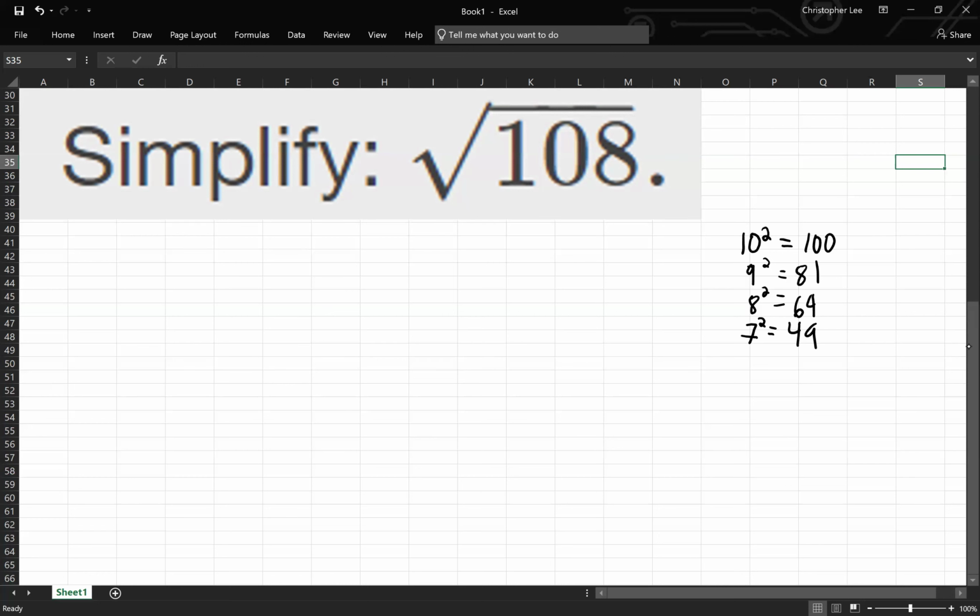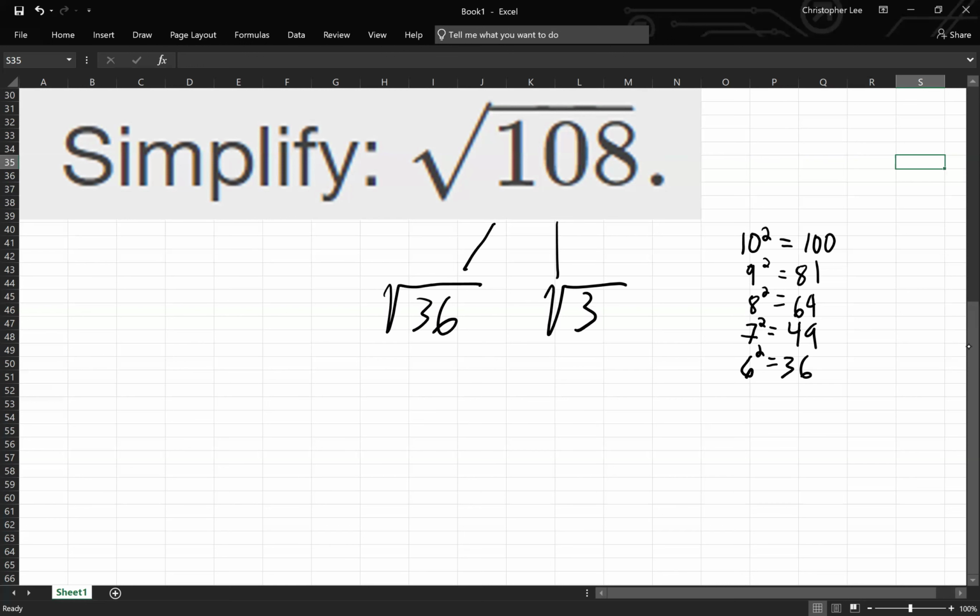How about 49? For 49, I double that. What do I get? 98? Mm-mm, that can't be it. How about 6 squared? 36. If I double that, that's 72. I double that again. If I add another 36 on that, that's it. It's a 36. So this is going to get broken down into square root 36 times square root 3.